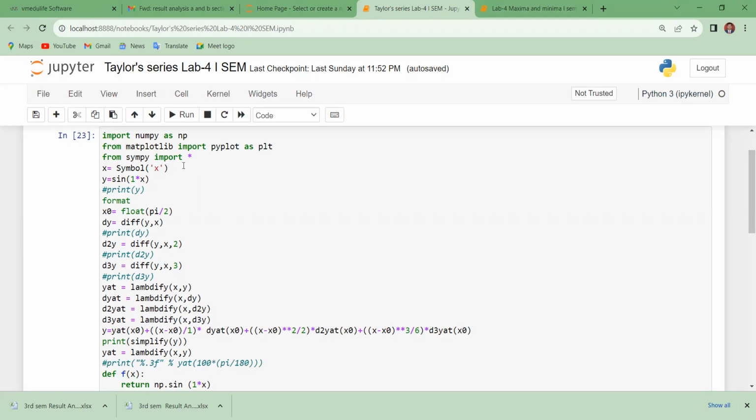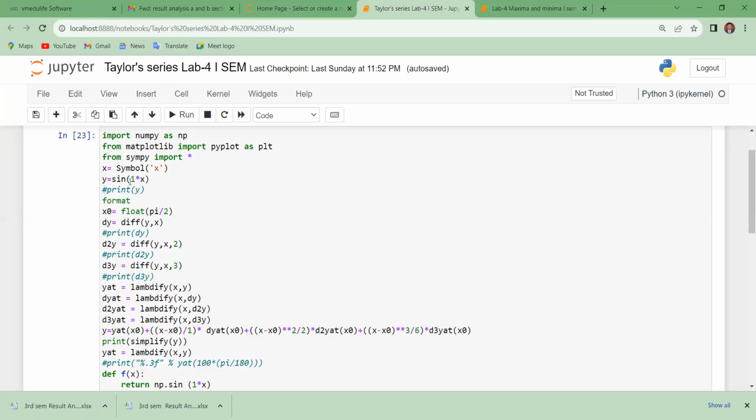From sympy import star. Here we required 3 modules: numpy module, matplotlib module, and sympy module. Here we required only one symbol, so that's why we have taken a capital S symbol. For more than one symbol, we just take a small letter s symbols. Okay, so symbol x is stored in x.